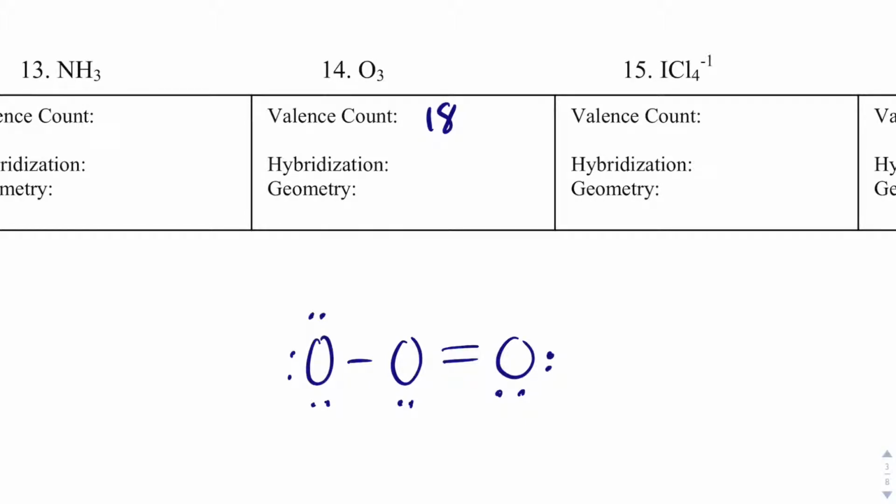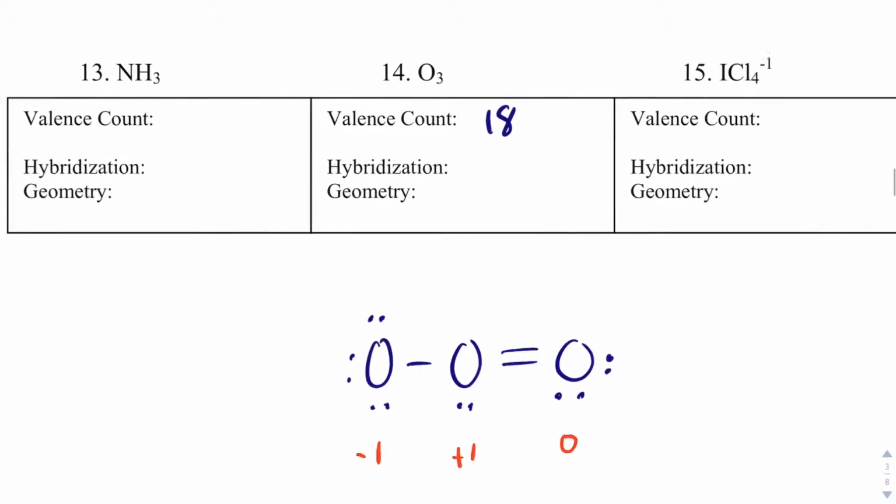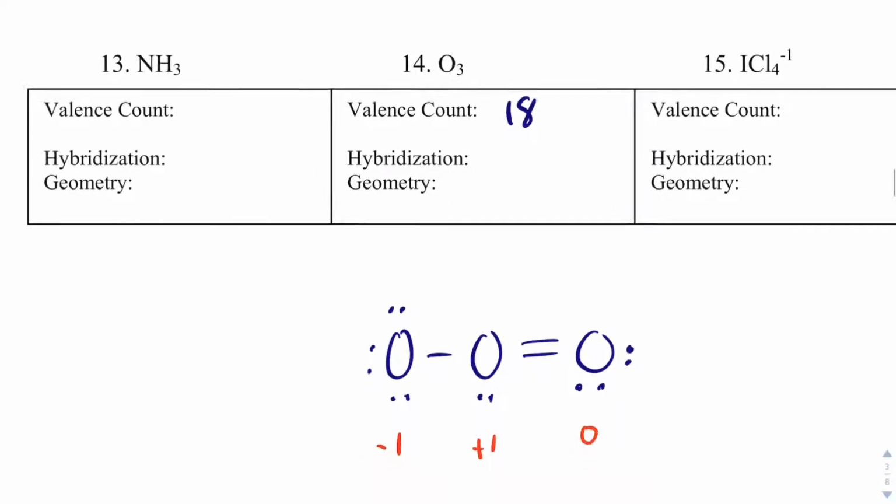Do I need to do formal charge? The answer is no, because oxygen couldn't change even if you did do formal charge, because we've already given all the oxygens 8 electrons. But when you do formal charge, you do see that you have an unstable formal charge situation going on, but you can't change it.